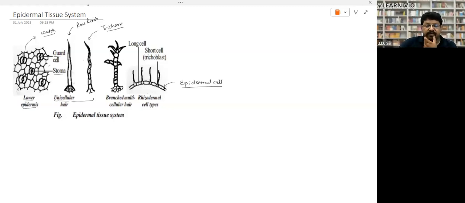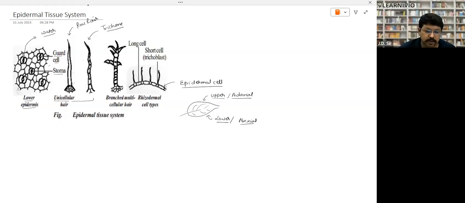One very important thing which I additionally want to tell you. Suppose this is the leaf. If you see the leaf, this is the upper end and this is the lower end. The upper one is called adaxial. Remember this term. The lower one is abaxial.